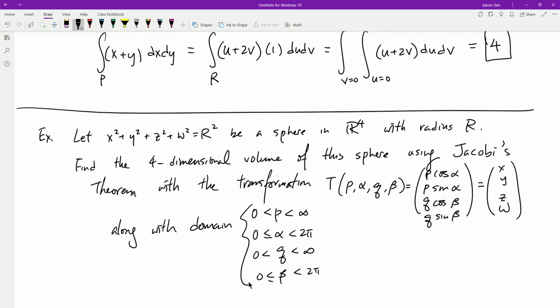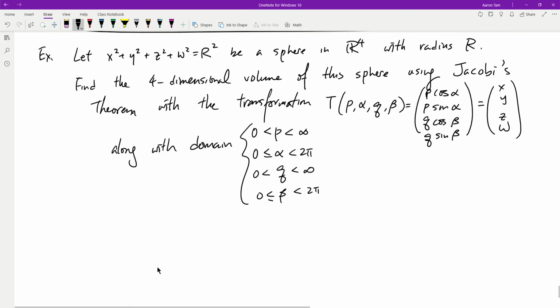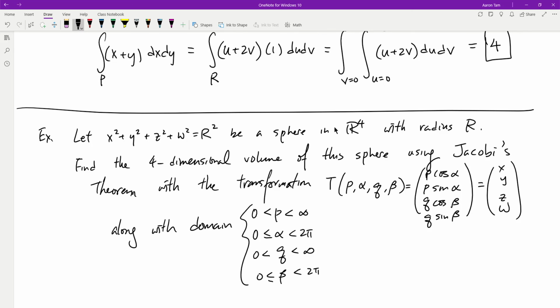So the question then is, how do we use this to figure out the volume? It's pretty simple. This is how. First of all, we need to understand that I'm going to call this sphere S, which I'm going to write right here. I totally forgot.